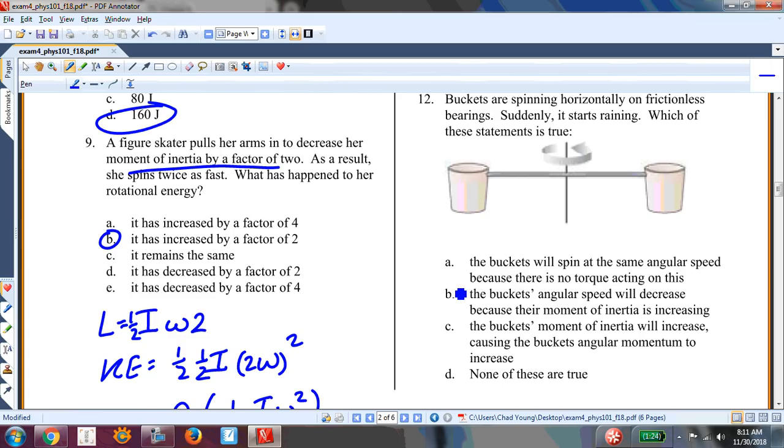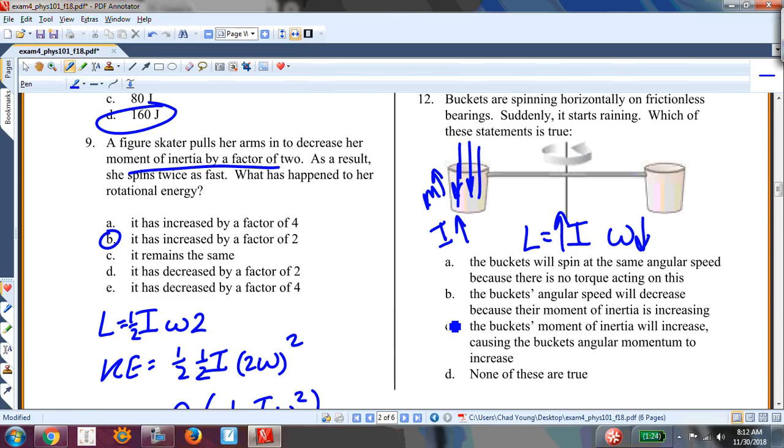Buckets are spinning horizontally. Anyway, which of these statements is true as rain falls into them? Well, as I get more and more water into the buckets, their mass will increase, and that means their moment of inertia will increase. And since L is equal to I times omega, I goes up, that means omega goes down. So this will remain constant. That gets rid of C. The buckets' angular speed will decrease. Yep, B is the right answer.